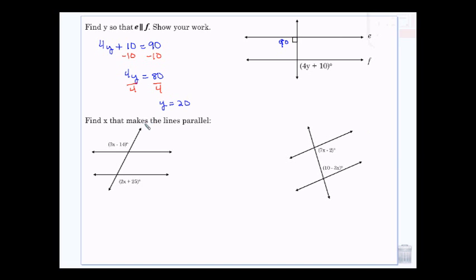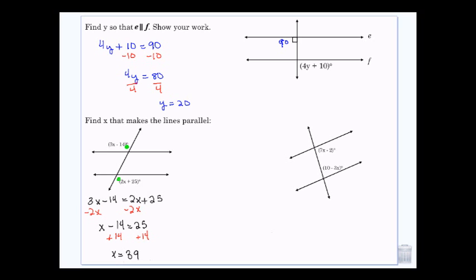Okay, here we have alternate exterior, so again, they have to be equal. So 3x minus 14 is equal to 2x plus 25. Subtract 2x from both sides. x minus 14 is equal to 25. Add 14. And you get that x is 39.